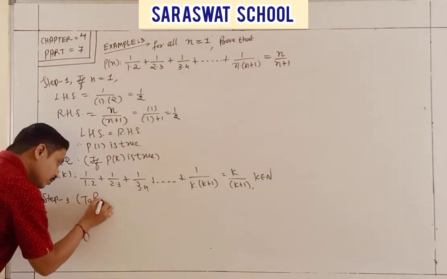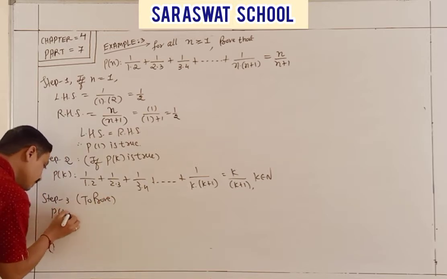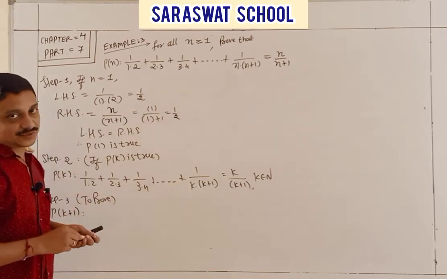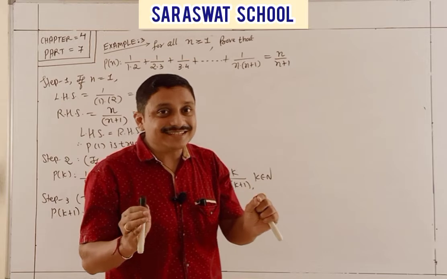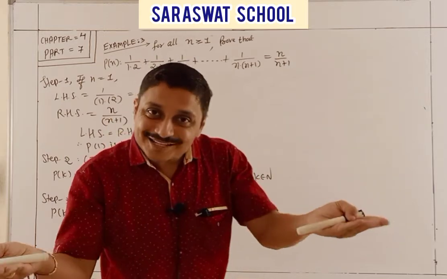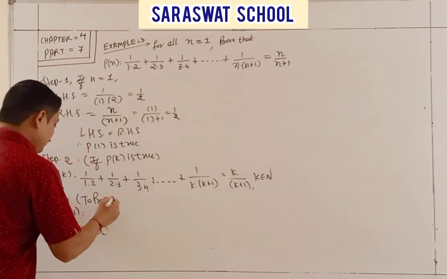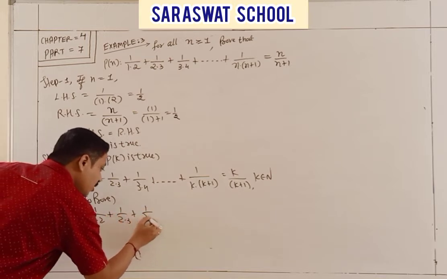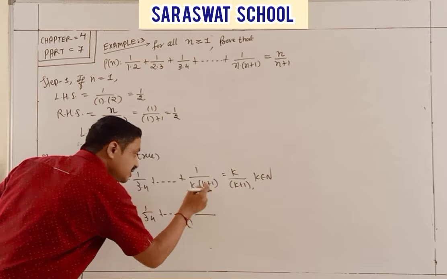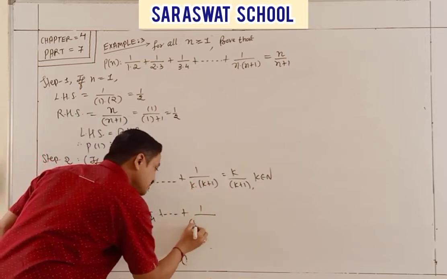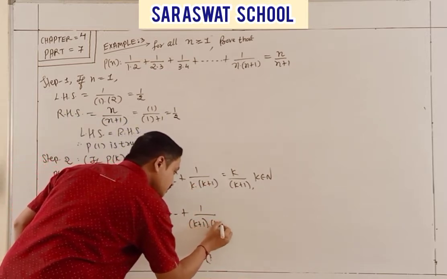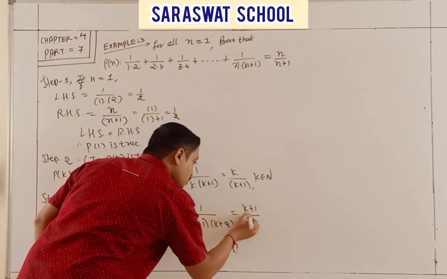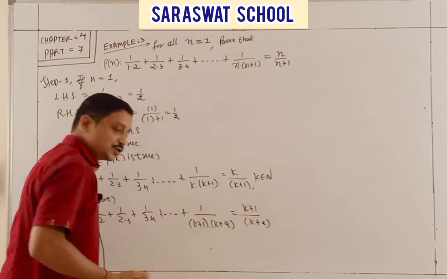Step 3. To prove P of k plus 1, only I change k to k plus 1. So here 1 upon 2, 3, write down the same, here changing to k plus 1, k plus 2, is equal to k plus 1 upon k plus 2.